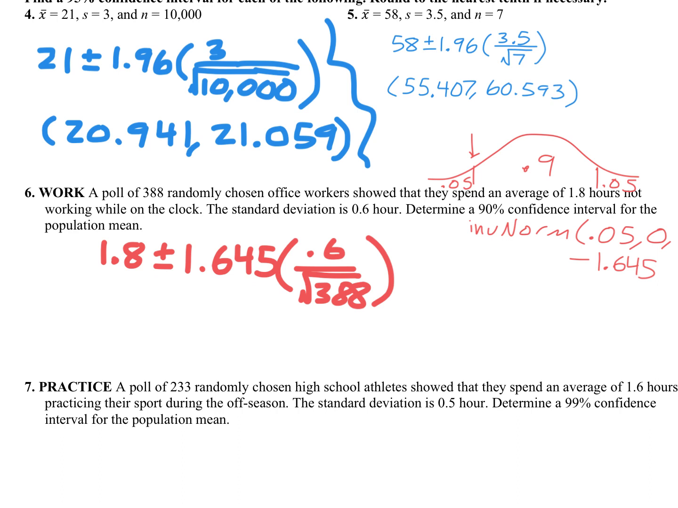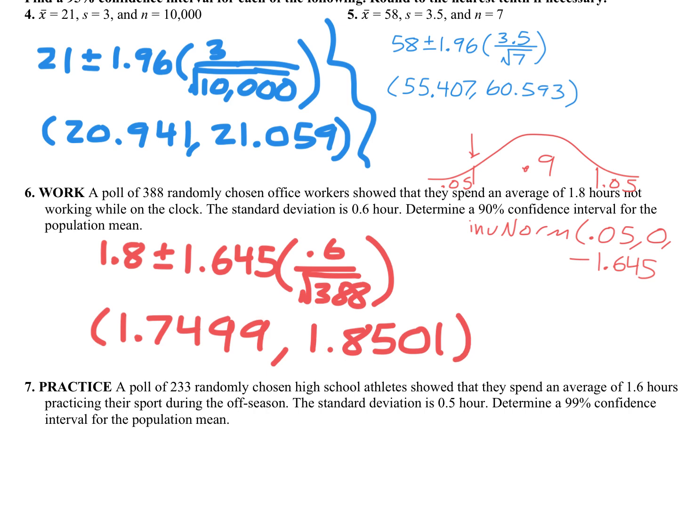All right, going into the calculator, stat, tests, option 7, sigma is 0.6, x bar is 1.8, n is 388, C level is 0.9. Calculate, you get 1.7499 up to 1.8501.